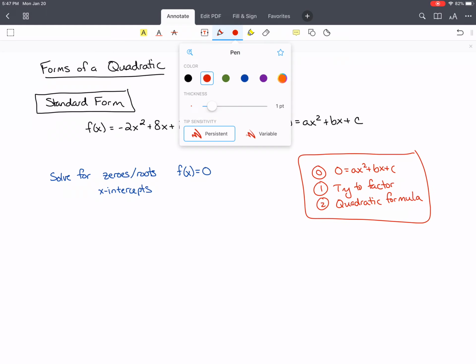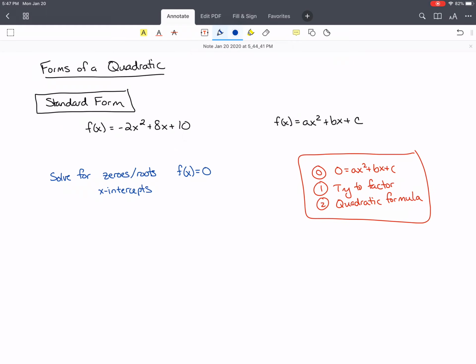So we're going to find the zeros, though, by trying to factor, or the x-intercept. So if I'm looking for when my output is zero, that's when negative 2x squared plus 8x plus 10 is equal to zero. The first thing I can do is factor a negative 2 out of the whole equation. If I factor a negative 2 out of negative 2x squared, I'm left with x squared. If I factor a negative 2 out of the 8x, I'm left with negative 4x. And if I factor a negative 2 out of the 10, I'm left with negative 5.